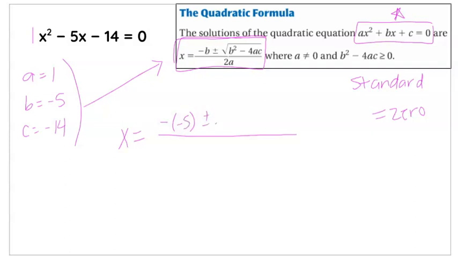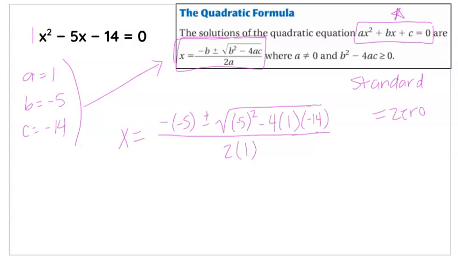Plus or minus the square root of b squared. I see a variable, so I'm going to put parentheses, b is negative 5. We're going to keep that squared though, that squared stays on the outside. Minus 4 times a, which is 1, times c, which is negative 14. And then on the bottom, we have 2a, so 2 times our a value, which is 1.